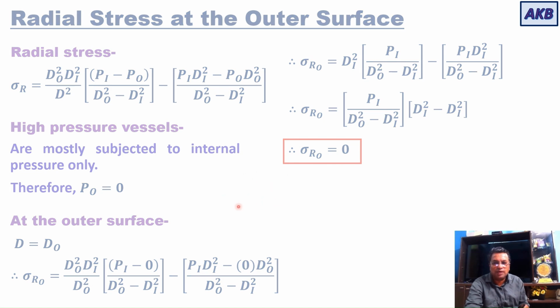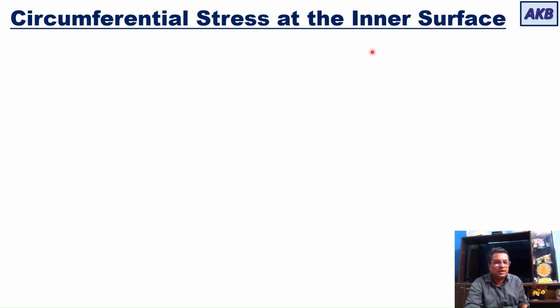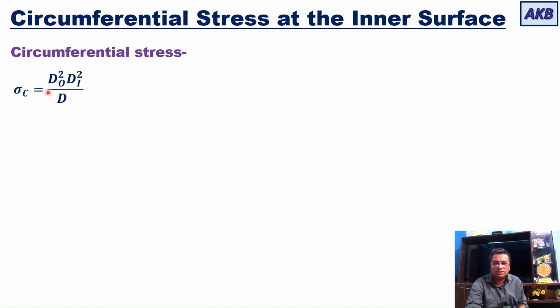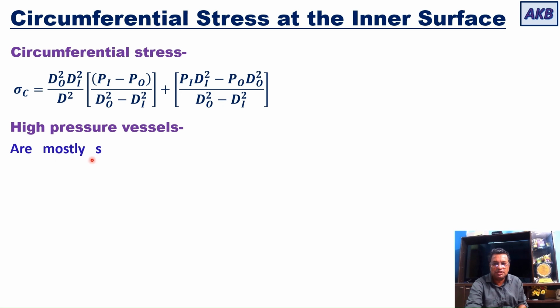Now let us look at the circumferential stress. So first we will know its value at the inner surface. Circumferential stress at the inner surface. So circumferential stress is given by this equation: sigma C is equal to do square di square upon d square into (Pi minus P naught) upon (do square minus di square) plus (Pi di square minus Po do square) upon (do square minus di square). High pressure vessels are mostly subjected to internal pressure only.